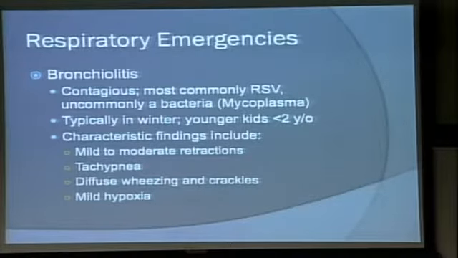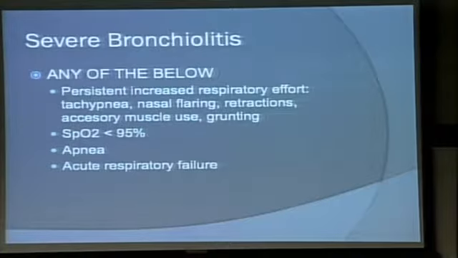Mild hypoxia. You say, well, okay, that's a kid with a cold, a sick kid. But severe bronchiolitis is any of those below. So, any of these: persistent increased respiratory effort, tachypnea, nasal flaring, retractions, accessory muscle use, and grunting. Little kids are grunting when they're breathing. That means they're really working.